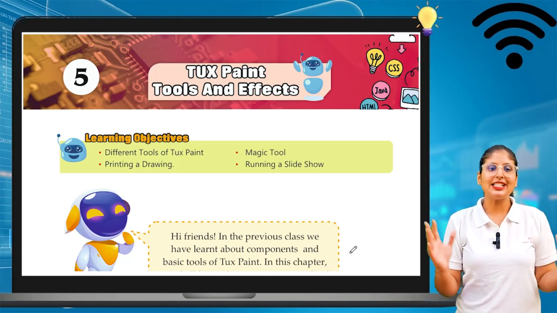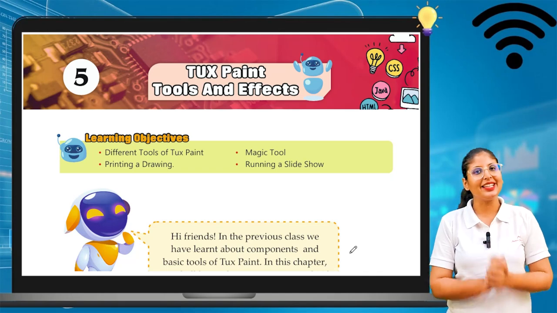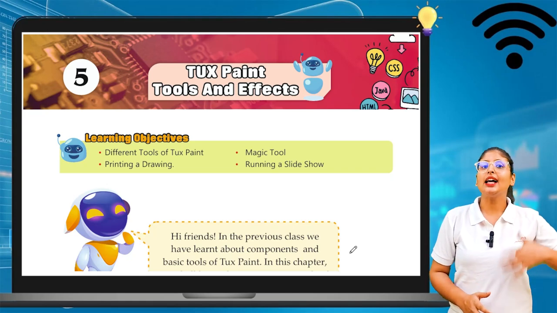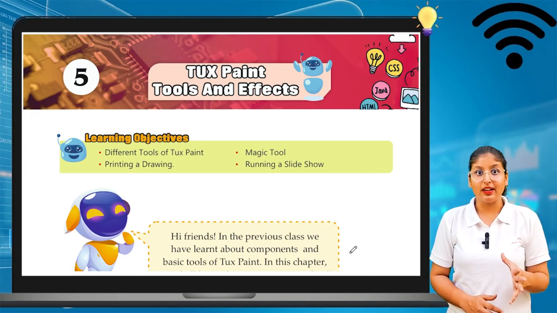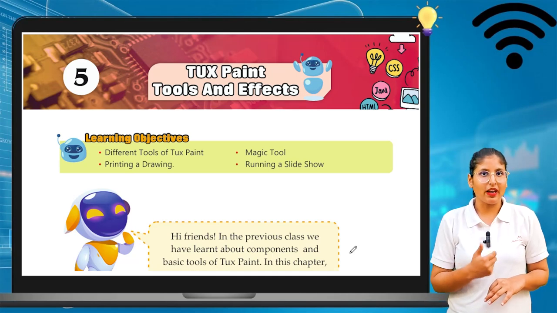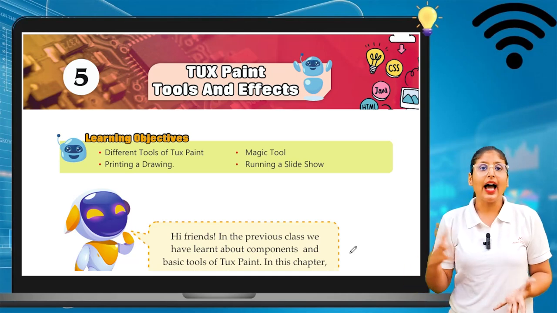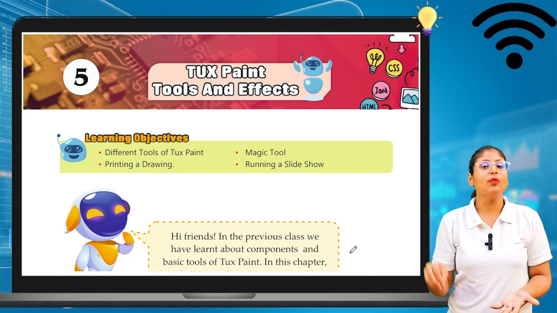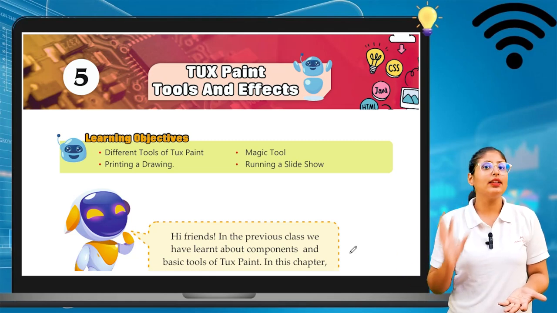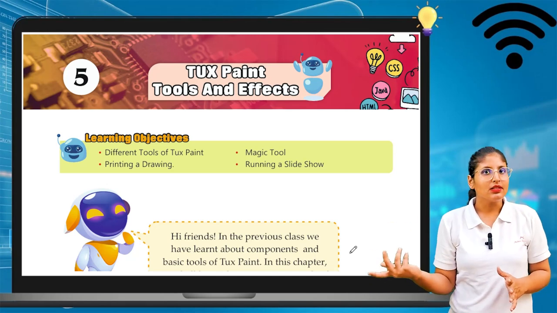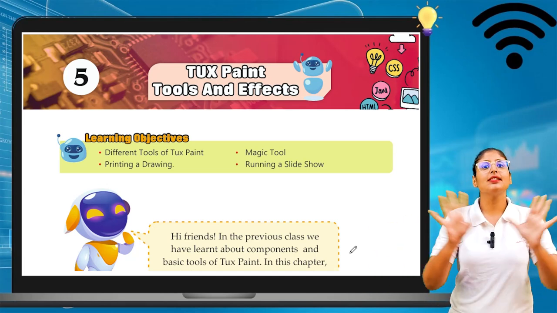In this class, we will start chapter number 5 of your book, and the name of the chapter is TUX Paint Tools and Effects. In the second class, we also did this chapter. Of course, we read it in the second class. What is TUX Paint? What are the different features in it? In this system, we can do painting, drawing, coloring, and all these things. That is TUX Paint. So in this chapter, we will do all these things in depth.